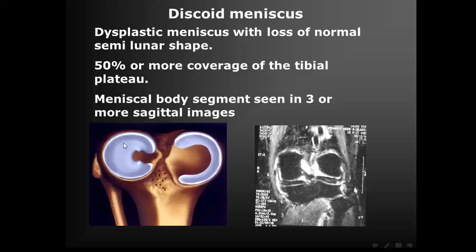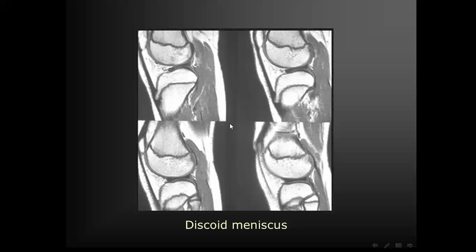Discoid meniscus, that means you can get a complete meniscus in many of the coronal cuts. It is a dysplastic meniscus, with 50% or more coverage of the tibial plateau. The meniscal body segment is seen in 3 or more sagittal images. Here it is, this one, that one, and that one. The discoid meniscus is seen as continuous low intensity in more than 3 cuts in the sagittal plane.